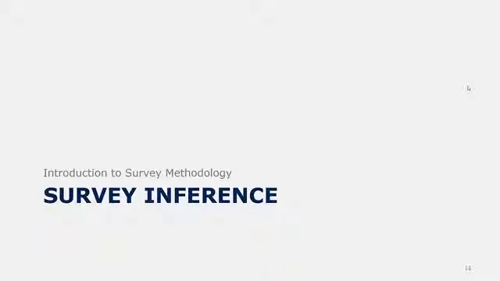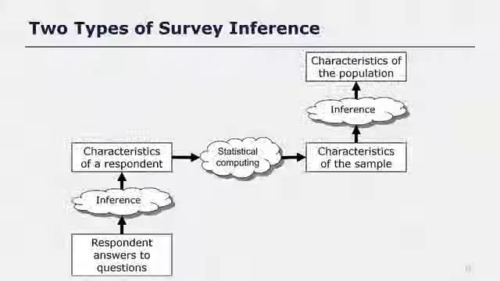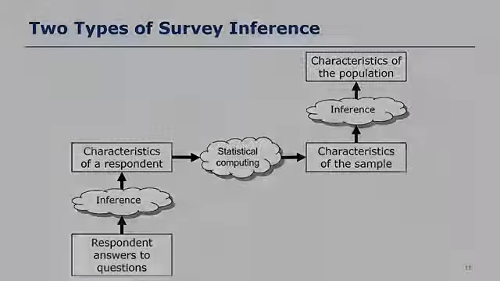So when you think of inference, it is interesting, there are really several steps that are important to keep in mind. There are two types of inference in the survey setting. One is the inference from a respondent to the characteristic of a respondent. And one is the inference from the characteristic of the sample to the characteristic of the population. What do we mean with that? Let's focus on the first part, the respondent to the characteristic of the respondent.